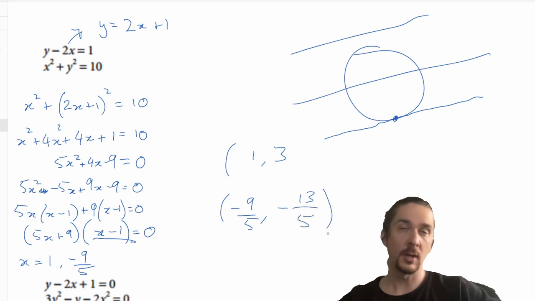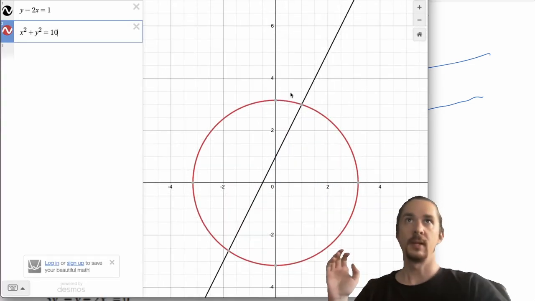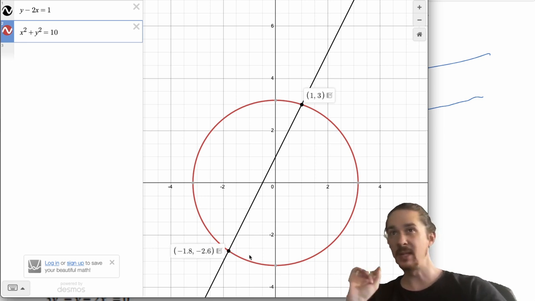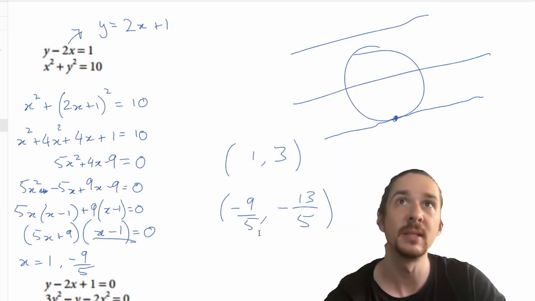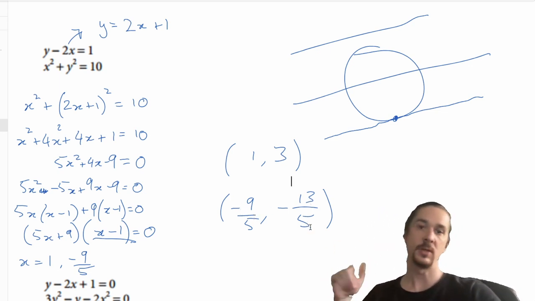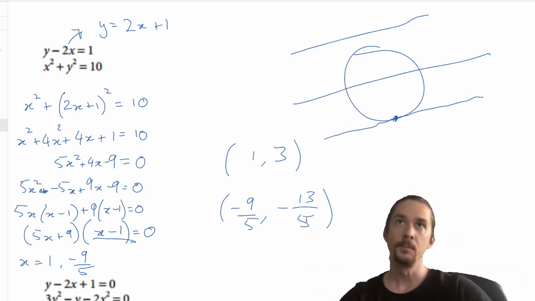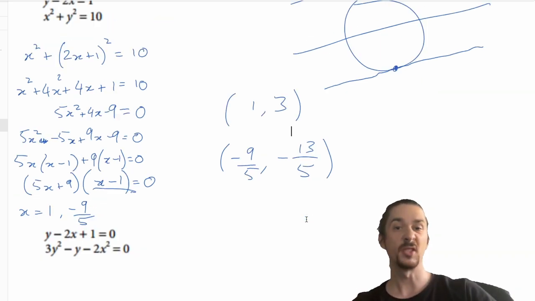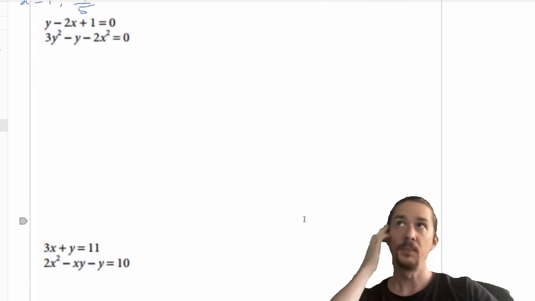Okay, let's check our answers. If we zoom right in, we have this intersection at 1, 3, good. And we have this intersection at this funky point, -1.8 and -2.6. 9 divided by 5 will be 1.8, and it's negative. And 13 divided by 5 will be 2.6, and it's negative. So we have the correct answer. And so now we've looked at an example of a parabola, we've seen an example of a hyperbola, and this is an example with a circle. We have a few more, though, so buckle up.